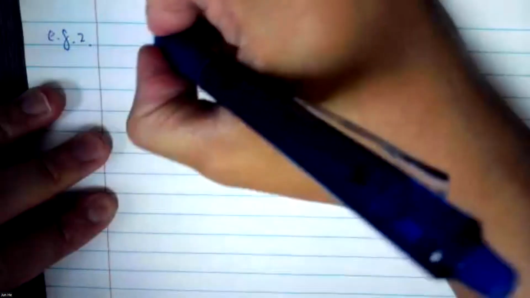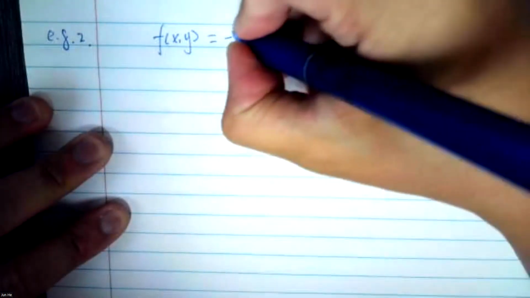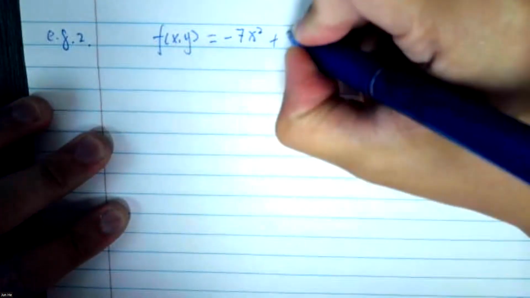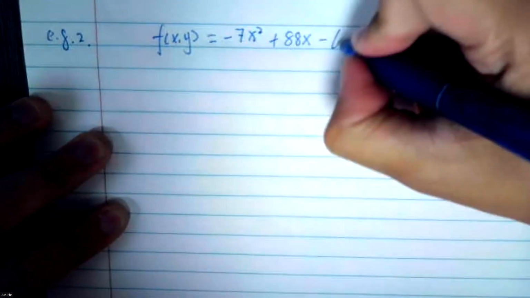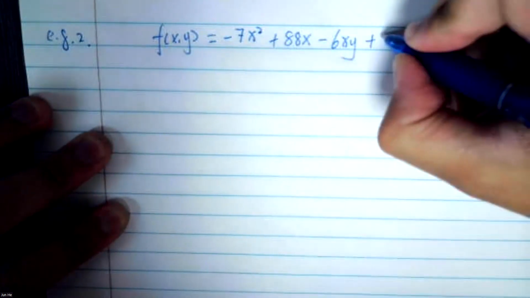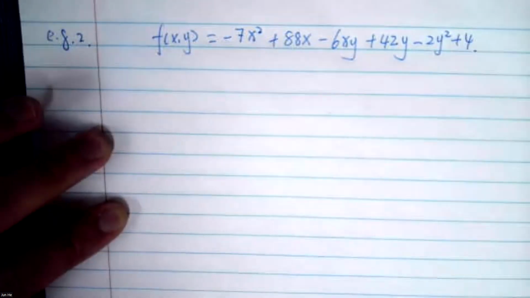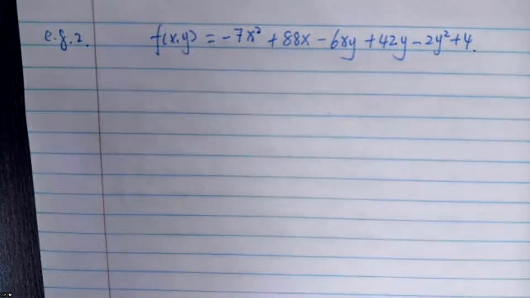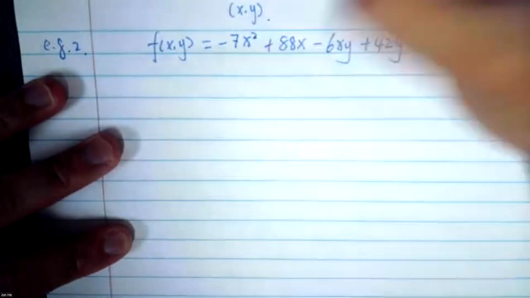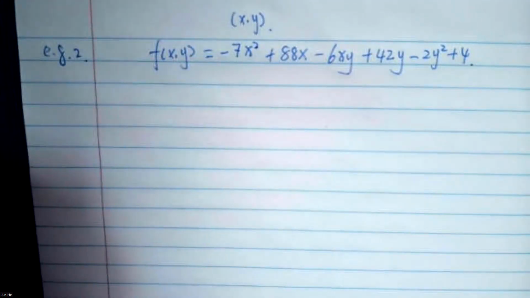So now here we're looking into example 2 on page 5 of slides 5-2. This is a function of x and y as well, equals minus 7x squared plus 88x minus 6xy plus 42y minus 2y squared plus 4. Okay, so here we are to find the point, which is (x, y), that optimizes this function and show if it is a relative maximum or minimum.